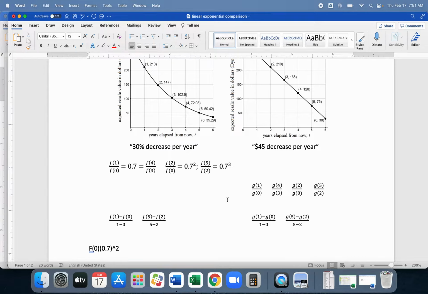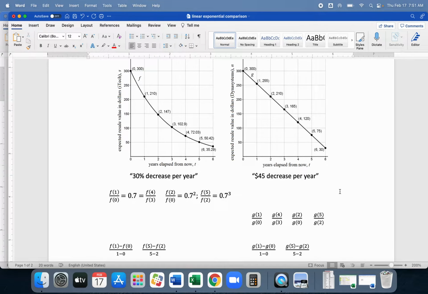So looking at the same sorts of things in the linear function, g of 1 divided by g of 0, 255 over 300. I'm sure that reduces by something. It's in fact multiples of 5, but thinking about dividing g of 4 and g of 3, 120 over 165, or g of 5 over g of 2, 75 over 210, none of those are the same, and they're also not related to any computations we do in putting together a linear function.